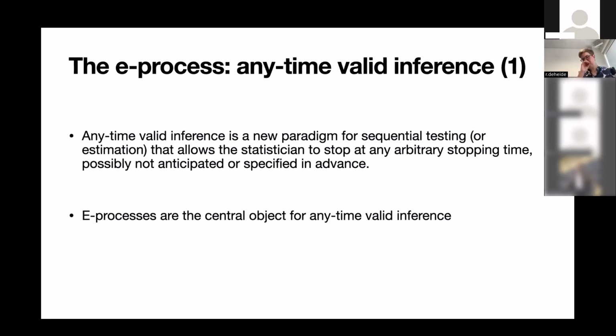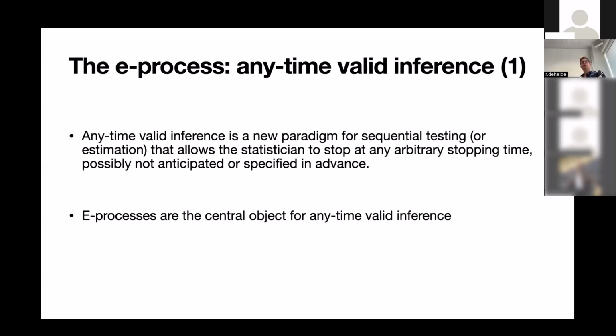And now to the E processes. This is in the framework of anytime valid inference. That's the term that is now accepted for a new paradigm for sequential testing that allows the statistician to stop at any arbitrary stopping time that you don't have to specify in advance.